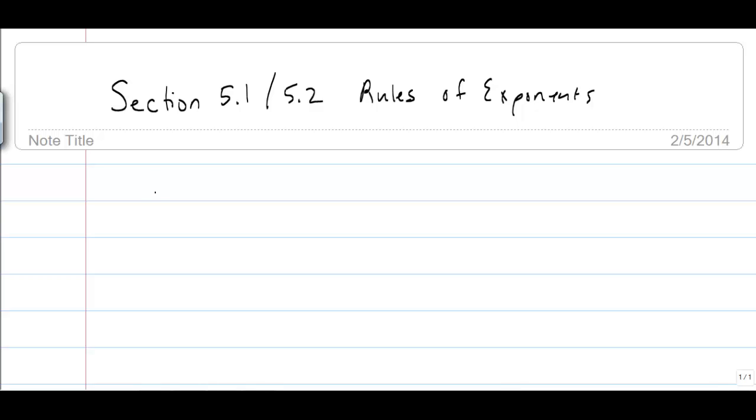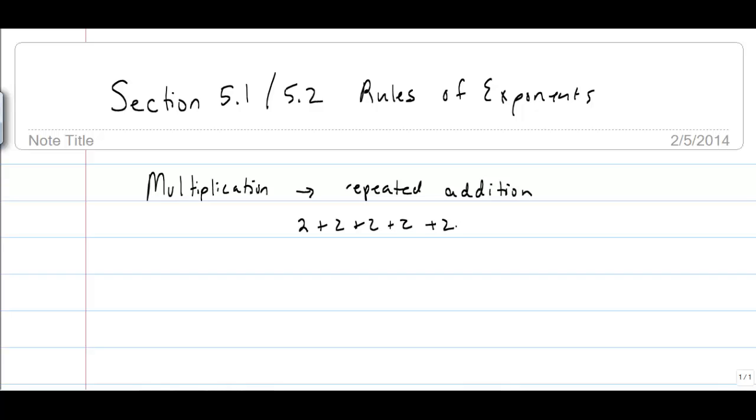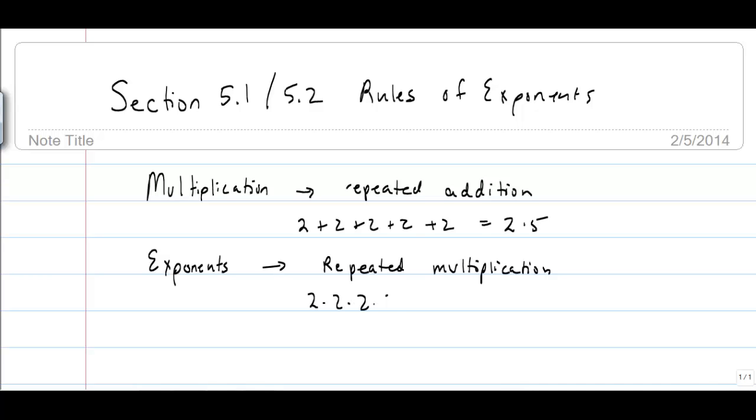First of all, let's go all the way back to multiplication. Multiplication is just repeated addition. That is, if I have 2 plus 2 plus 2 plus 2 plus 2, that's 5 2's, so it's 2 times 5. Well, all exponents are repeated multiplication. So if I had 2 times 2 times 2 times 2 times 2, that's 2 to the 5th power.